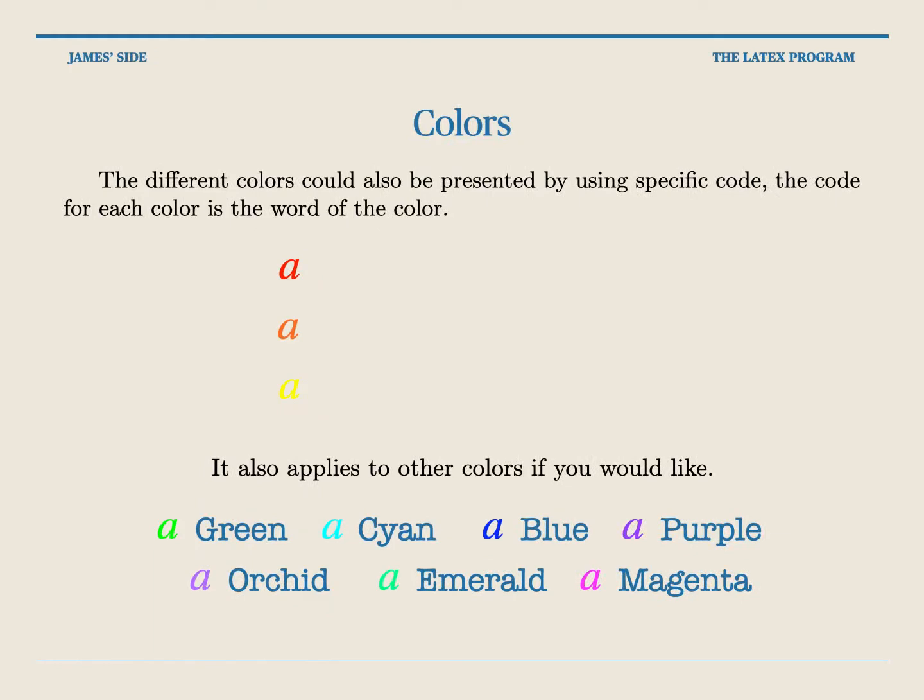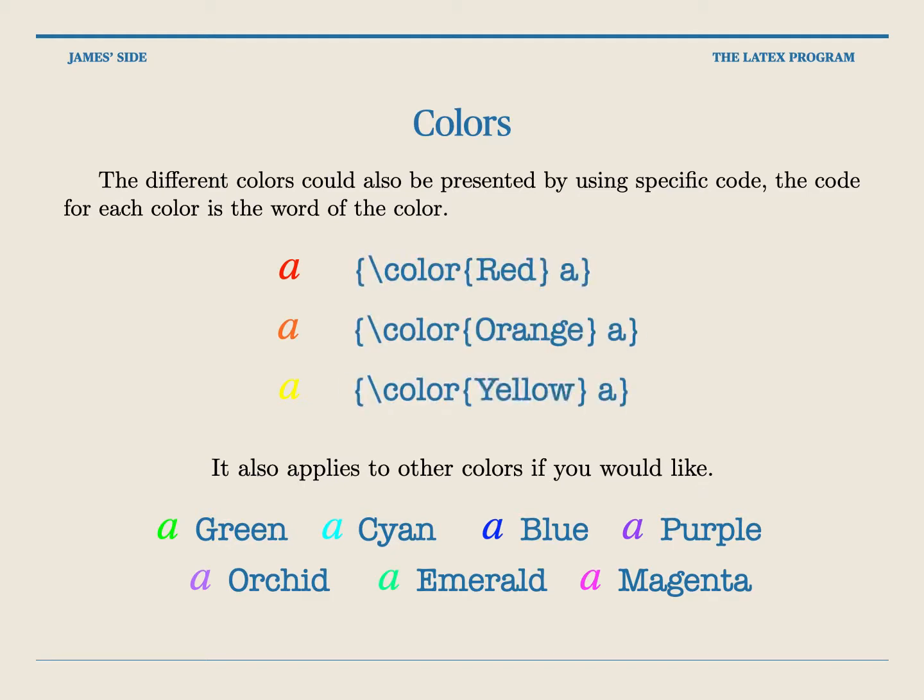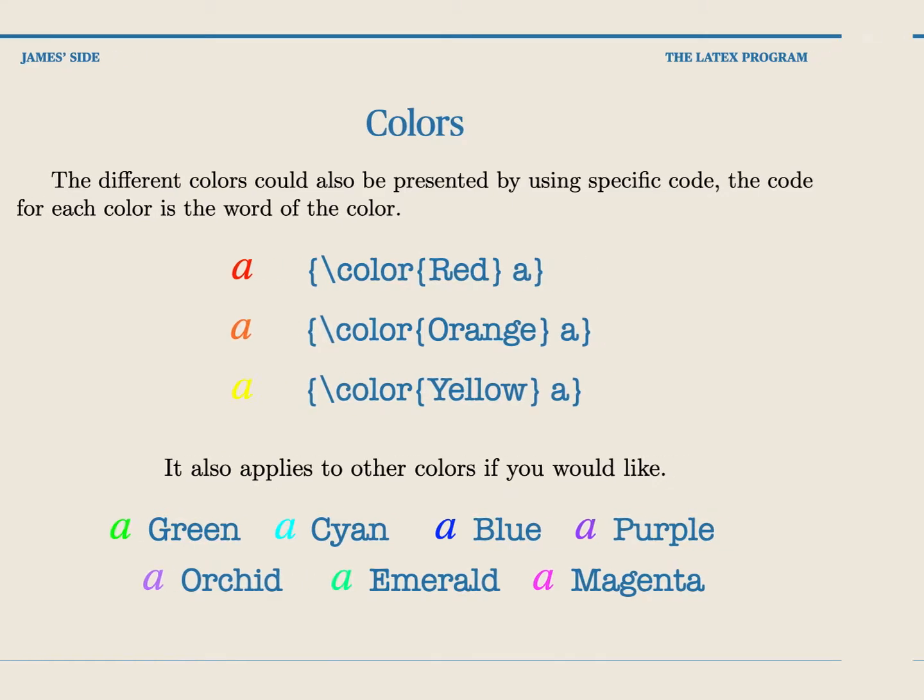Also, you could have a colorful document when you're typing out LaTeX. For instance, here we have the colors red, orange, yellow, and also some other colors. So you just literally have the \color and then the color you want inside. So this applies to many kinds of colors, and you could try them out when you're typing.